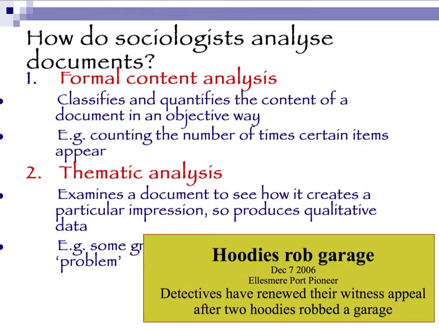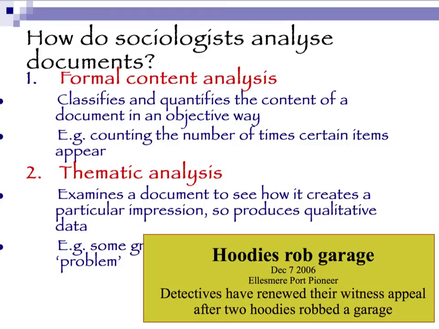So how do sociologists actually analyse documents? Well, there are two different forms. The first one is what's known as formal content analysis. This would be a way of possibly collecting quantitative data from documents. This is where you might classify and quantify the content of a document in an objective way.